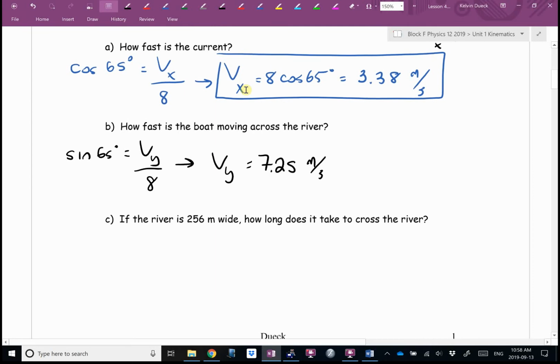C. If the river is 256 meters wide, how long does it take to cross the river? Matt, what's this question asking me to find? Time. Now, for vectors, specifically for the airplane and the river question, you can assume that A is 0. I could, I guess, throw an actual acceleration in there too, but Oscar, that's overkill. What does it ask me to find, Matt?